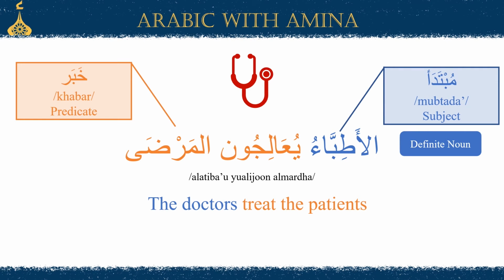Now, يعالجون المرضى is a verbal sentence or جملة فعلية. It starts with a verb, has a subject and object. And I talk more about verbal sentences in their own video. However, the entire sentence, the doctors treat the patients, الأطباء يعالجون المرضى, is a nominal sentence because it starts with a noun.